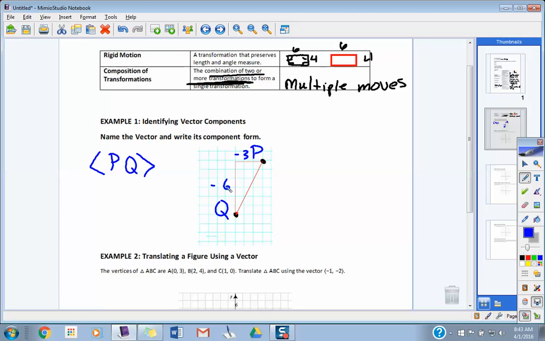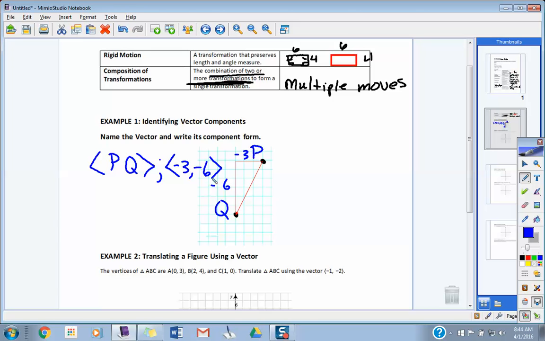So here's what the component form is going to look like: -3, -6. Basically just counting from start to finish. How far left or right? How far up or down? Make sense to you? If I say, here's a vector, give me its component form, count how far left or right, and then count how far up or down from start to finish. That's pretty easy, isn't it? All agree it's pretty easy? Everybody have what they need there for that one?